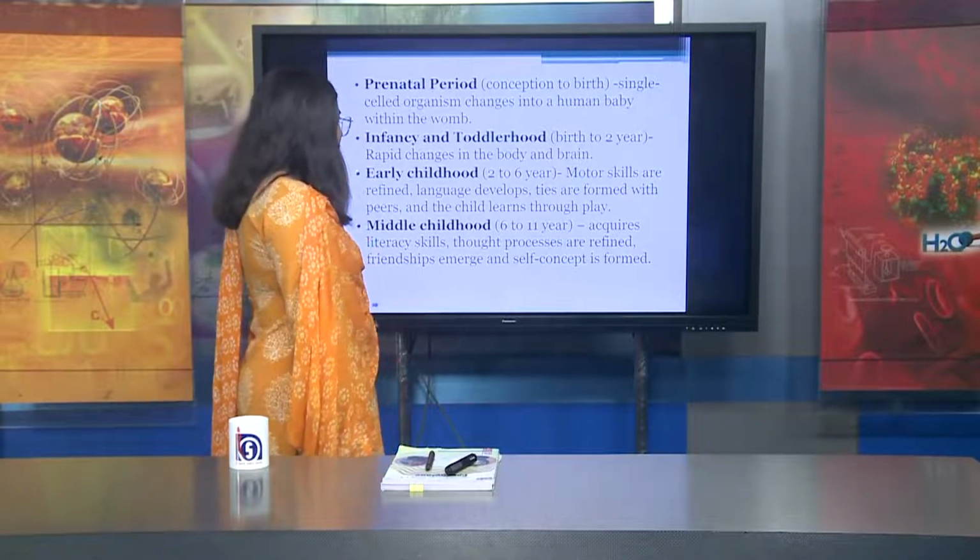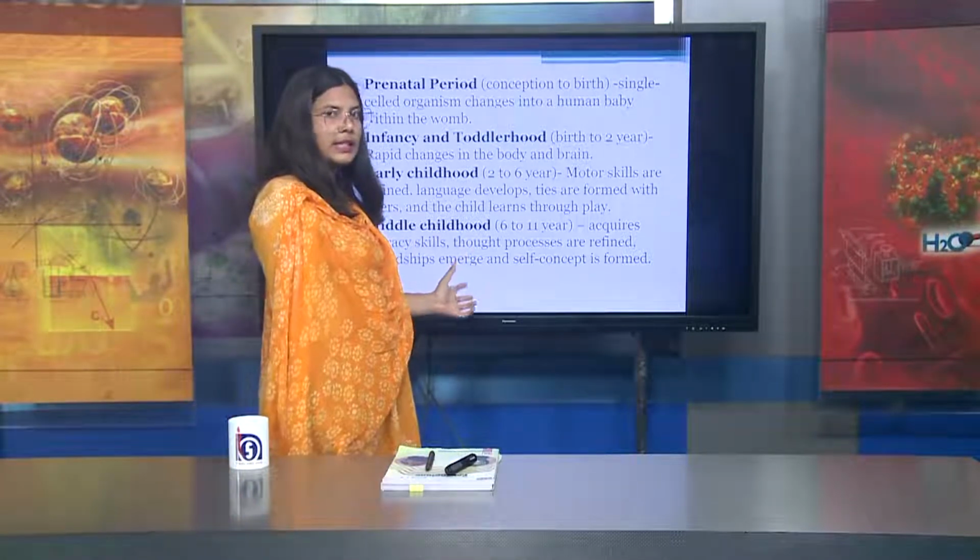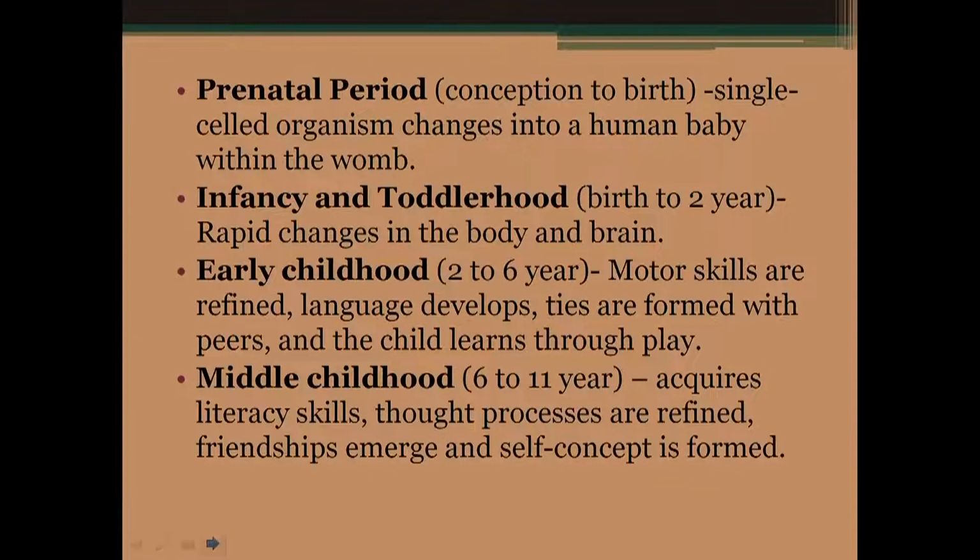Acquires literacy skills. The child starts learning basic reading and writing, like writing a text and script, right, and understanding instructions, and giving exams also become things that the child is able to do in this age group. Thought processes are refined, friendships emerge, and self-concept is formed. Self-concept by this stage is formed, and it is a very important aspect of what a child is going to be as they grow up to be an adult.